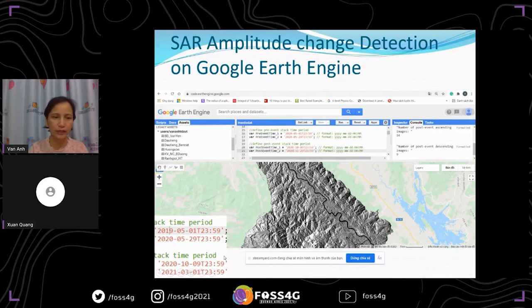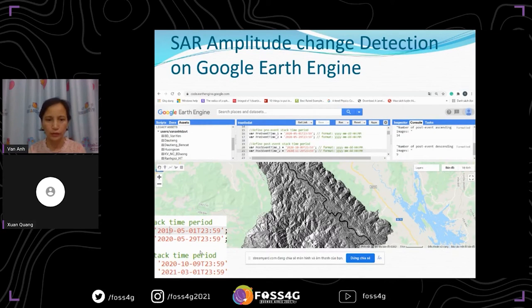That means we take from about May 2019 to March 2021. But we have to separate the pre and post to detect the difference between the two times for checking. Why did we do this? Because of COVID-19, we could not go out for field checks for landslide detection in this area. So we had to check and see the change of the surface.